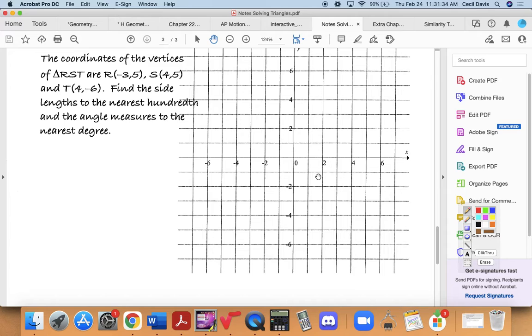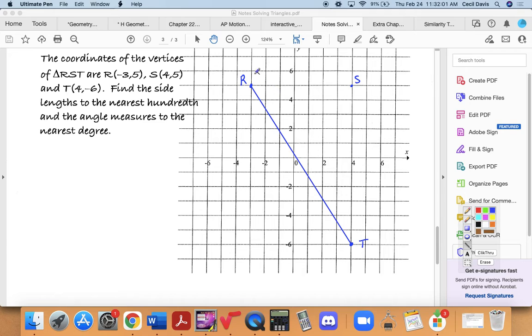So we can also do these on a coordinate grid. The coordinates of R are -3, 5. The coordinates of S are 4, 5. And the coordinates of T are 4, -6. Be sure you graph those correctly. Every now and then someone puts a point in the wrong place and all of their answers are wrong. And for a thing as simple as graphing, that shouldn't happen.